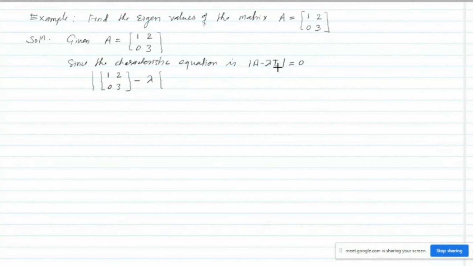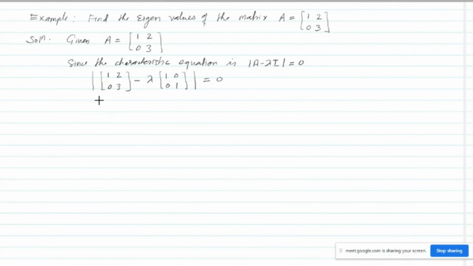I is the unit matrix, the same order as matrix A. So this is the 2 cross 2 matrix, so your I must be an identity matrix of second order. So 1, 0, 0, 1. Now close the determinant and this equals what?